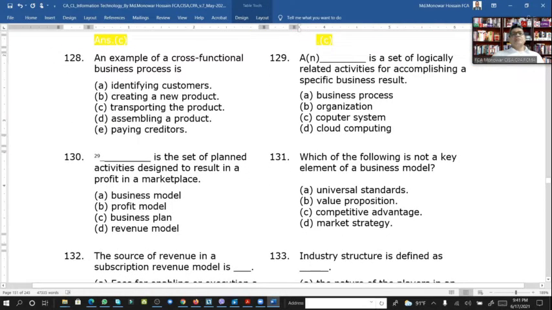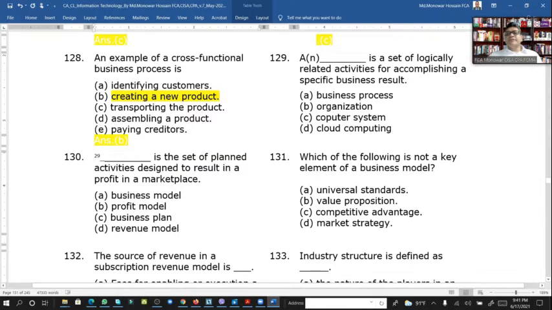An example of a cross-functional business process is, what would be the answer? Here are 5 items. Let's see, the answer is creating a new product. An example of a cross-functional business process is creating a new product. So we have seen there are cross-functional processes, where one function is interrelated to another function.